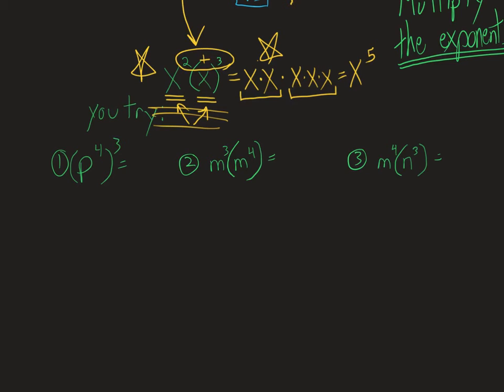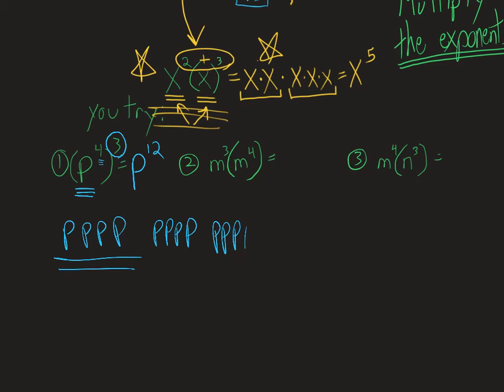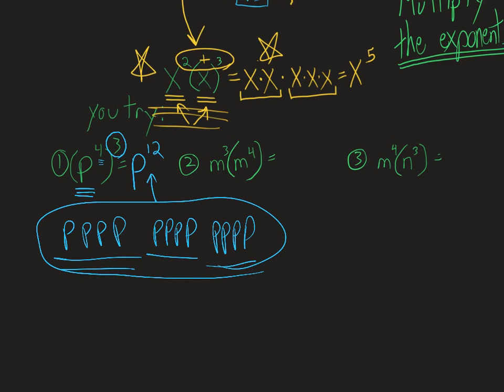All right, let's look. Right here, we've only got 1 base, p. So we're taking 4 groups of p, and we're tripling it. We're doing 3 times that group of 4, which is going to mean a total of 12 p's. Okay. If we wanted to expand it out, we're saying 1 group of 4, and then raised to the 3rd power means 2 more groups of 4, which is a total of 12 p's.